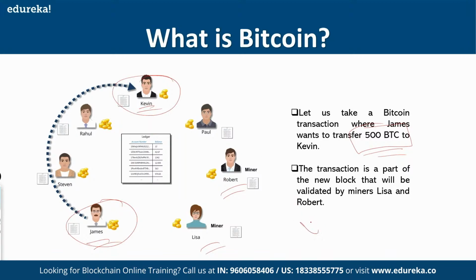The validation is done with the help of the miners, and this is how we eliminate the double spending problem, which I already highlighted. This double spending problem will be eliminated with the help of the miners who validate this transaction, saying whether it is a right type of transaction or a wrong type of transaction. That's what I'm trying to highlight here.